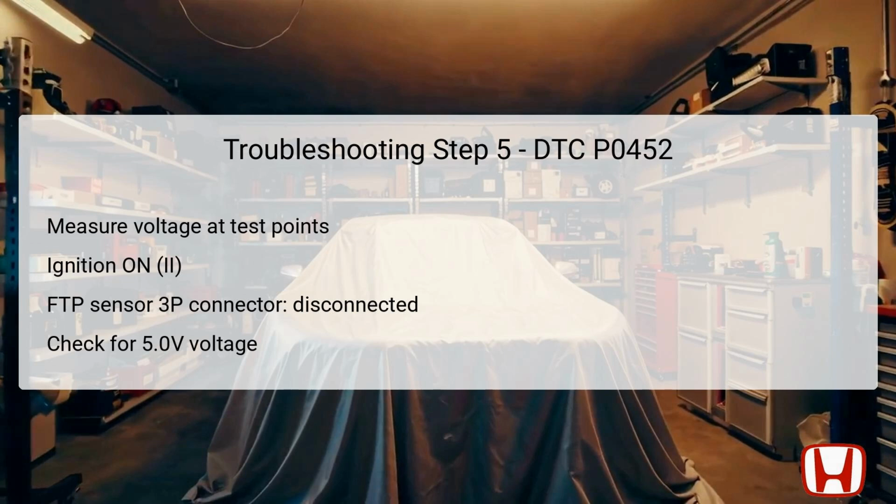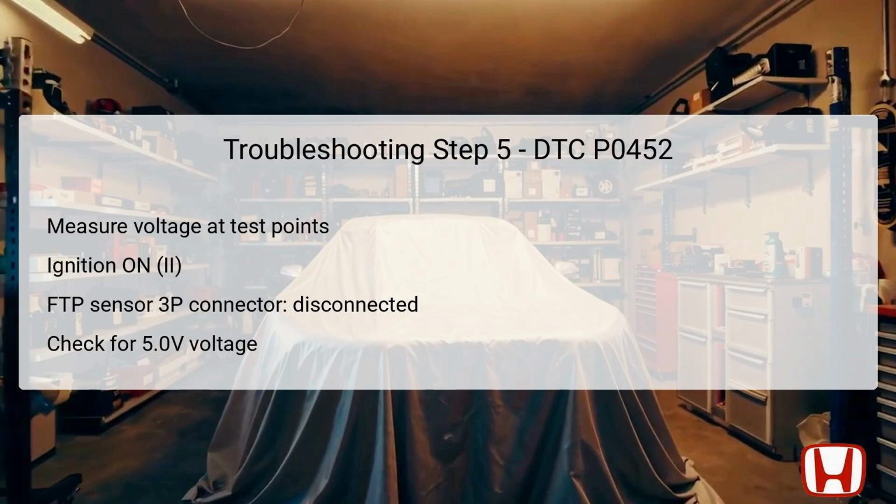In this troubleshooting step, the ignition switch must be turned to the on second position while keeping the FTP sensor 3P connector disconnected. Use a multimeter to measure the voltage at the test points, specifically between the FTP sensor connector number 3, red, and body ground. It is crucial that the reading shows about 5.0 volts for proper operation. If you verify this voltage, it indicates the wiring is intact and the issue lies with the FTP sensor itself. A replacement will be necessary.